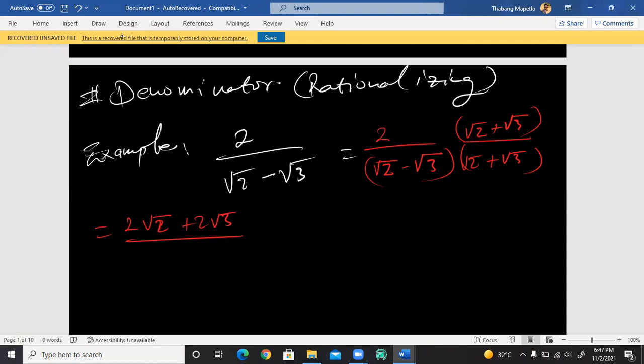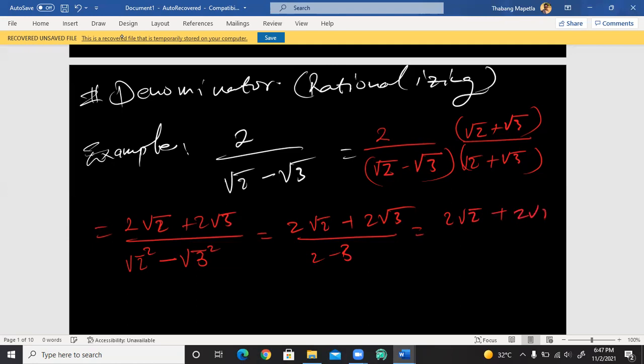Beneath there, still we apply the same property, difference of squares. The first one squared minus the second one squared. So you're going to get 2 root 2 plus 2 root 3 over 2 minus 3, which is a 1. No, a negative 1. 2 root 2 plus 2 root 3 over negative 1. Then this negative 1, you can distribute it, and then your answer can be negative 2 root 2 minus 2 root 3. Then this will be your answer.